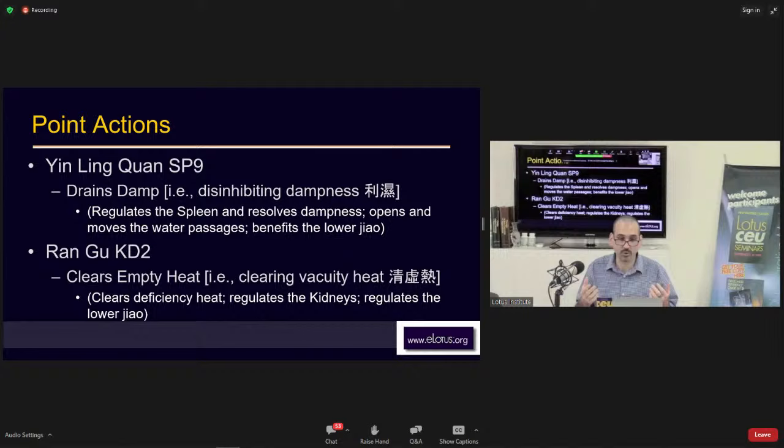For example, Spleen 9, everyone memorizes: drains damp, right? And if anyone out there in acupuncture land is listening today or sometime in the future, speaking from the past, and you have not taken your national board exams or your California exam yet, when someone says Spleen 9, you say drains damp. That's the basic answer you need for the examination. And that's fine. Or when someone says Kidney 2, we all have to memorize, okay, it clears vacuity heat.